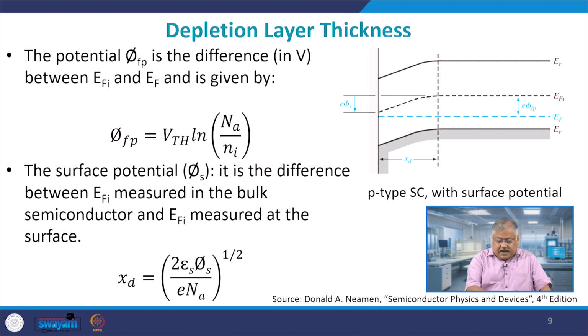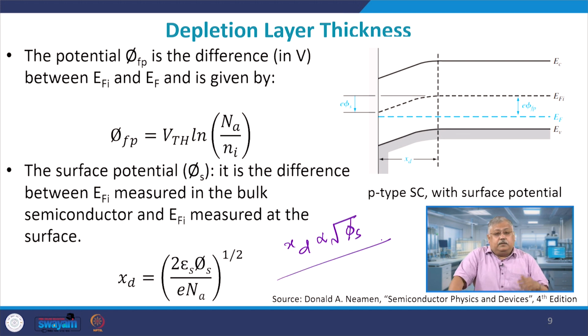So just place the value of phi s in this expression and square root of that is xd, which means, this is quite interesting, that xd, or the thickness of the depletion, is basically dependent on the square root of phi s. So it is not linearly dependent, it is dependent as a square root. So a parabolic dependence will be there, right, and that is quite interesting in this case.